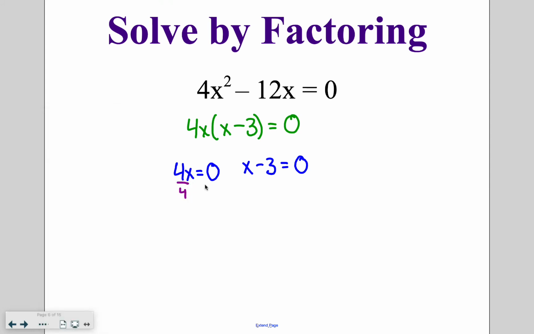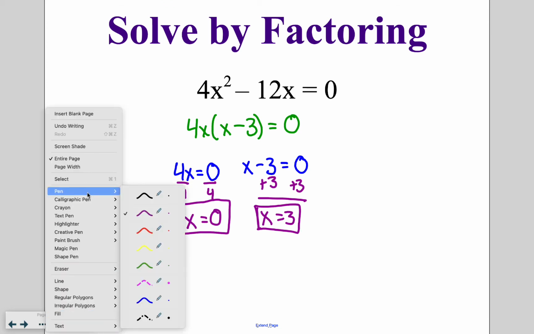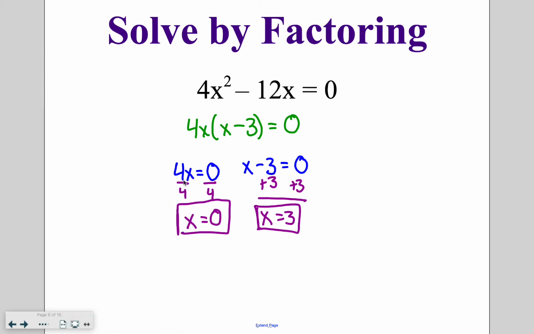The first one is solved by dividing by 4, so I get an answer of x is equal to 0. The second one is solved by adding 3 to both sides, and I get an answer of x is equal to 3. So this graph would have two places where it crosses the x-axis. You can always double check your answers by plugging them back into the calculator.